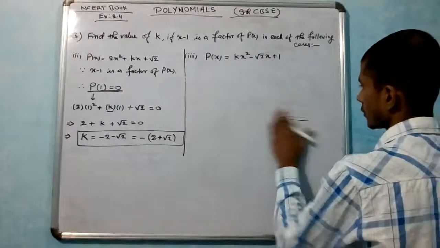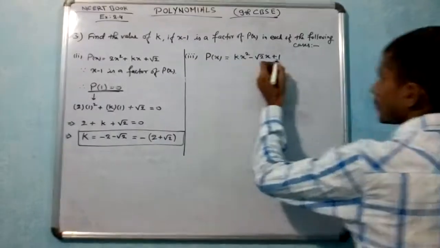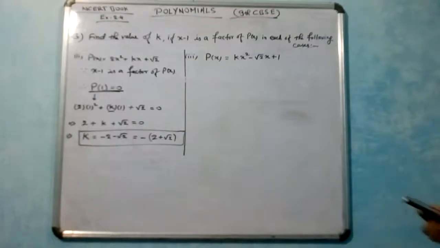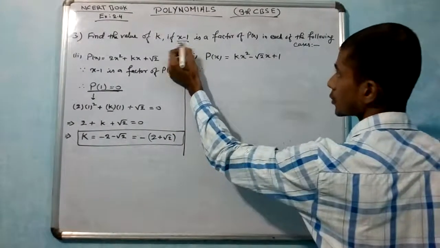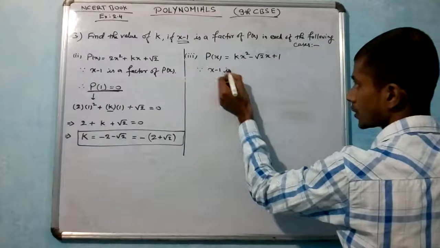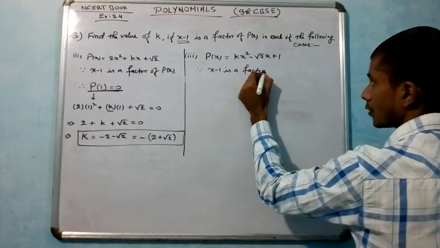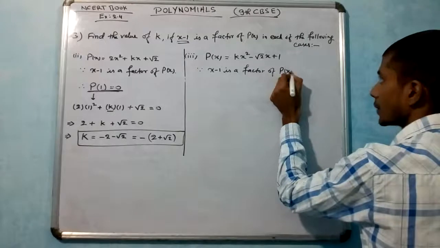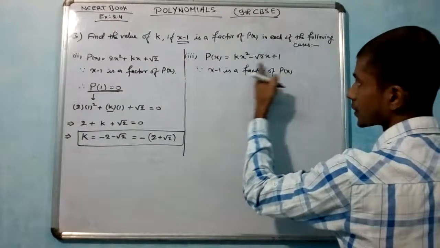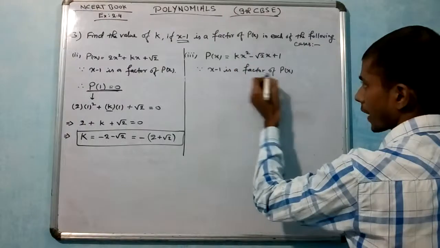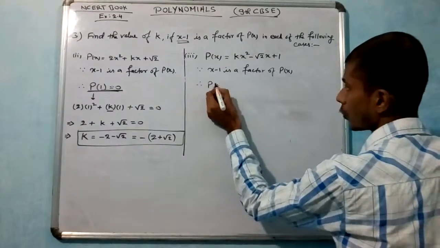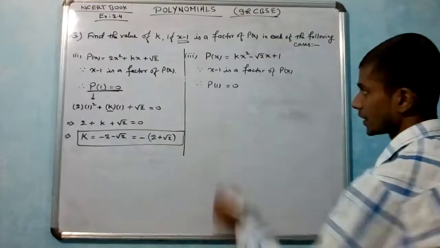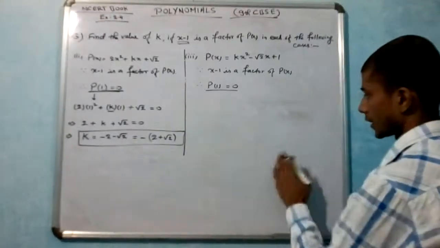This is the px. Okay. Fine. Tell me then next what to do. Again, since x minus 1 is a factor of px, it means x minus 1 will fully divide px. Therefore the remainder p of 1 must be equal to 0, and this equation we need to solve further and we will get our answer.